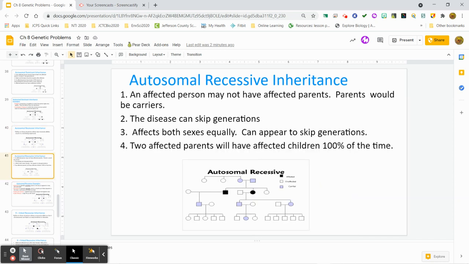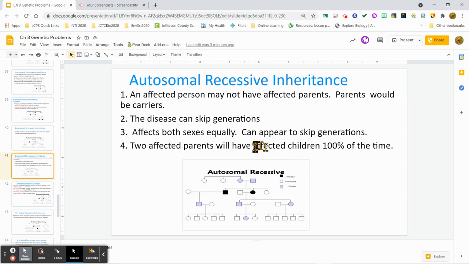So we'll go over this one. An affected person may not have affected parents. So right here, these 2 affected children do not have affected parents, but both of those parents were carriers. So the disease can skip generations. It's actually only in this one here, but it could show up in the next generation if this one would also marry a carrier.